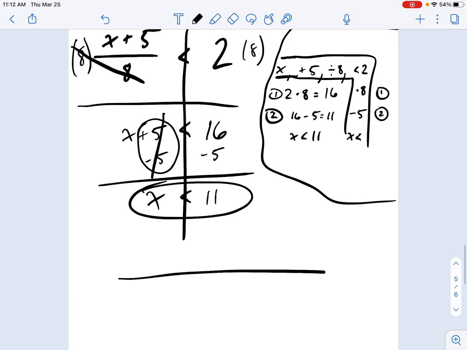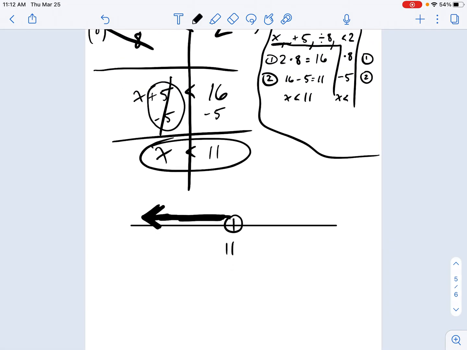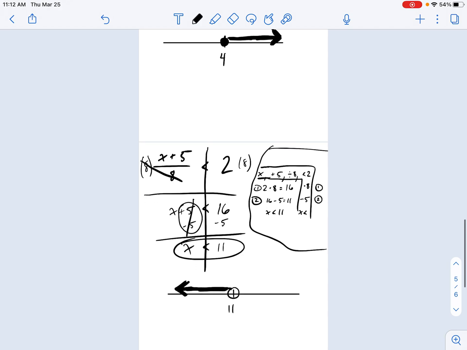Okay. And then if you want to graph this on a number line, you go to 11 on the number line. X is less than 11, so it's going to be an open circle and a nice, healthy, thick line going to the left, okay? And that's how you graph it. So x is anything smaller than 11.